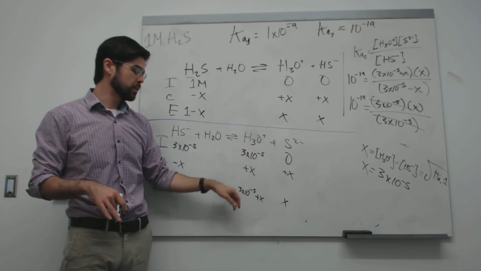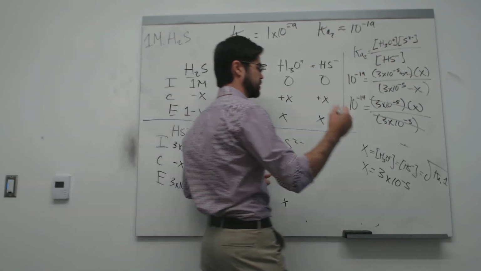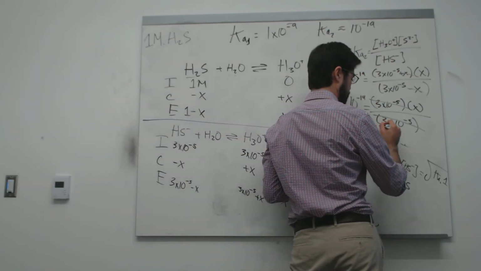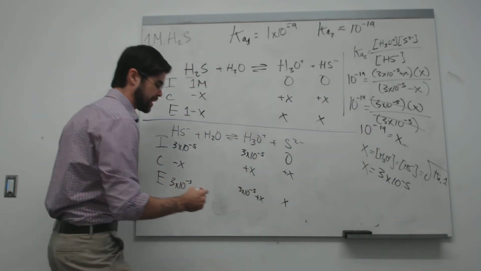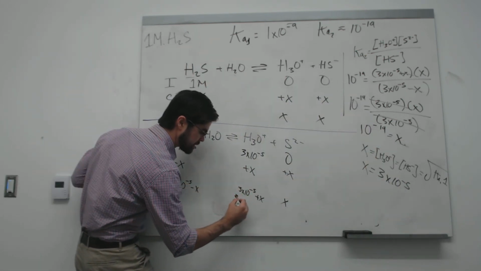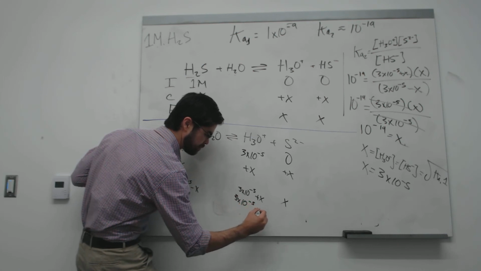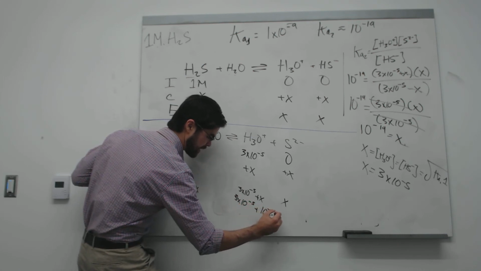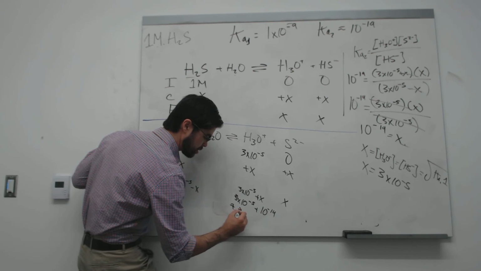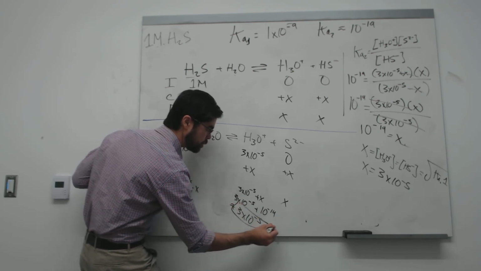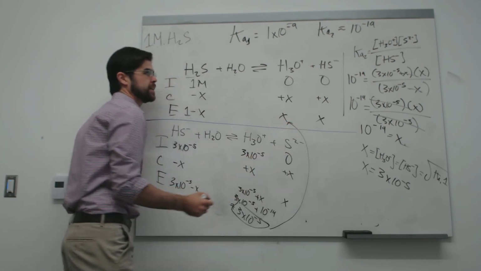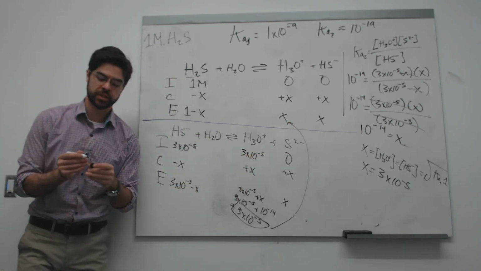you also don't produce a heck of a lot more hydronium. So your hydronium concentration here should be, so we said that X was 10 to the negative 19, 3 times 10 to the negative 5 plus 10 to the negative 19, which is around 3 times 10 to the negative 5. Which is the same as what I predicted from the loss of the first proton.